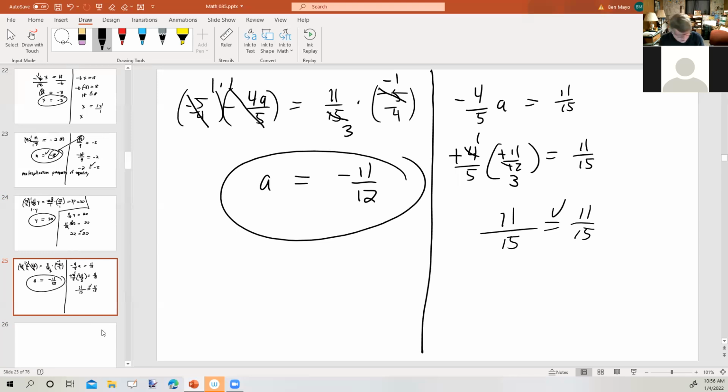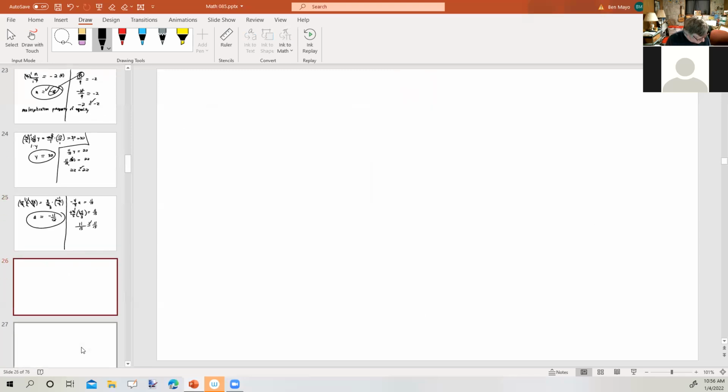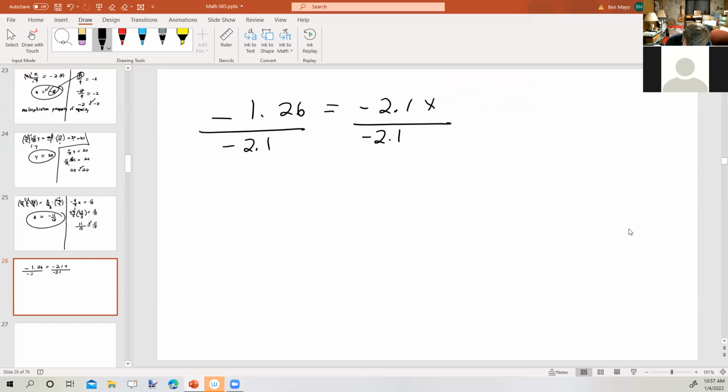Again, any questions there? All right. How about this one? Negative 1.26 equals negative 2.1 x. Well, to get x by itself, I'm going to divide both sides by the coefficient of x, which is negative 2.1. On the right side of the equation, negative 2.1 divided by negative 2.1 reduces down to 1 over 1, or just 1. 1 times x is x.